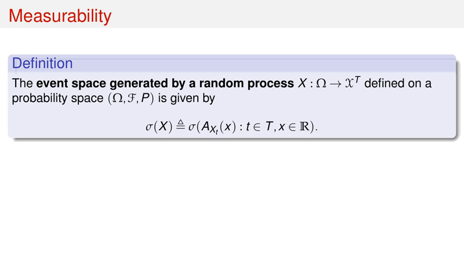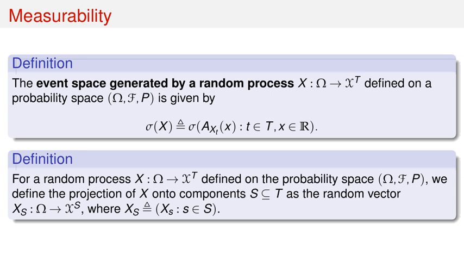Now let's define the event space generated by a random process. The event space generated by a random process X from Ω to 𝒳^T defined on a probability space (Ω, F, P) is given by σ(X), which is the smallest sigma algebra generated by all sets of the form A_{X_t}(x) for all t in T and x in R.